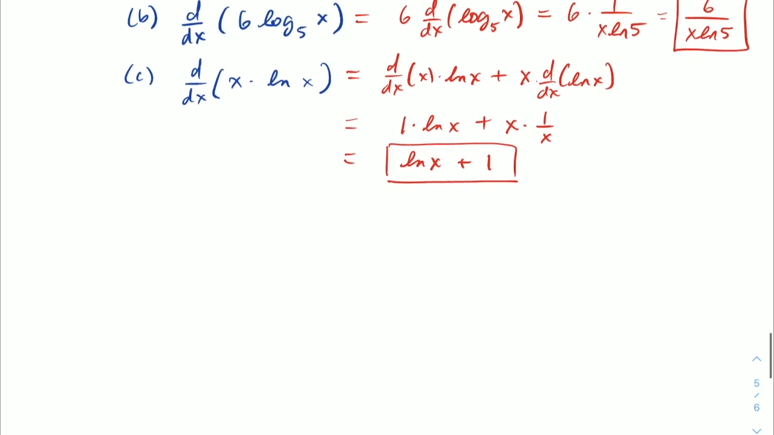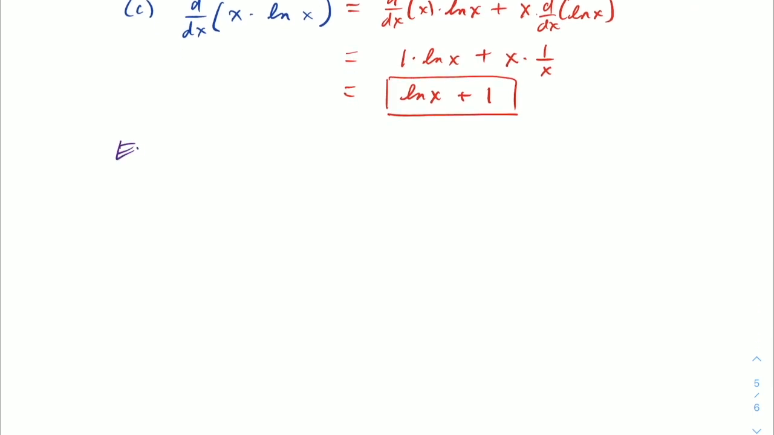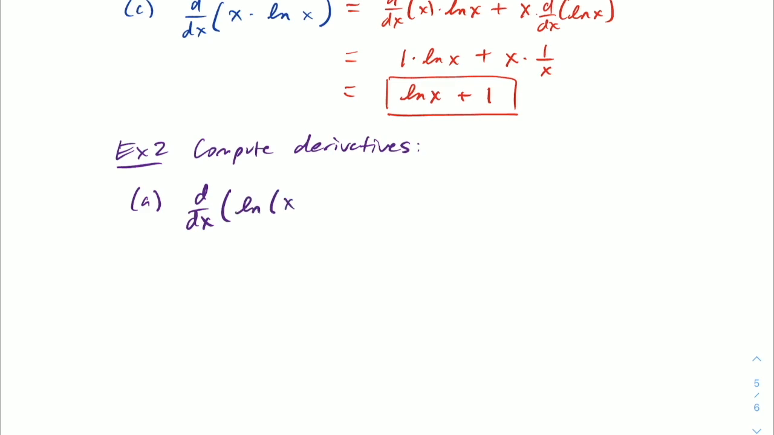Okay, so let's look at a slightly more difficult example. So we're going to compute derivatives of the following. So the first one is going to be the derivative of the natural log of x cubed minus x squared plus 6. And the second one is going to be the derivative of the natural log of x minus x all cubed.